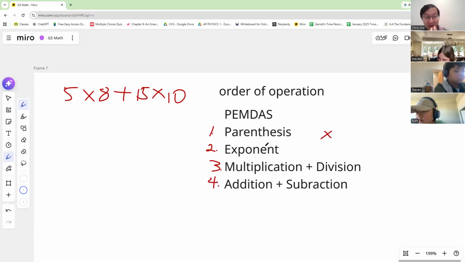Is there any exponent in this? Not really. So I don't have to worry about that. But there is multiplication and division, right? These multiplication and divisions take precedence.